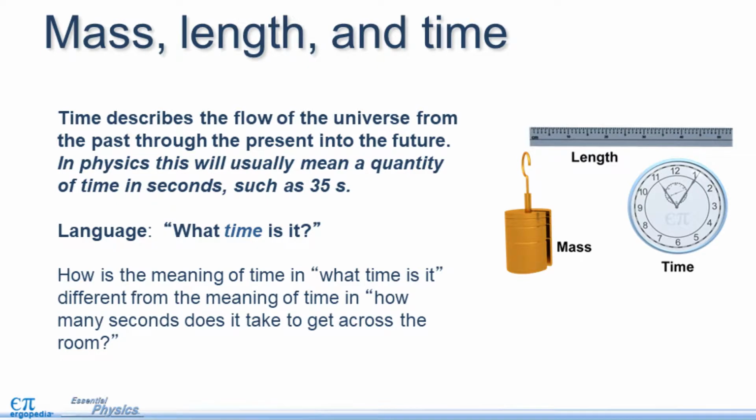Time describes the flow of the universe from the past through the present into the future. In physics, this will usually mean a quantity of time in seconds, such as 35 seconds. In everyday language, you may hear, "What time is it?" How is the meaning of time in "What time is it?" different from the meaning of time in "How many seconds does it take to get across the room?" Answer the questions in your notebook. Pause the video if you need more time.